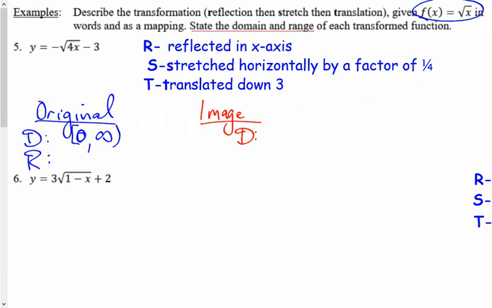So it's stretched horizontally by a factor of 1/4. If I think of multiplying 0 by a fourth, it's still 0. Infinity by a fourth, believe it or not, is still infinity. So that doesn't change it. Has there been any other horizontal change to my graph? Nope, just that. So my domain is exactly the same.